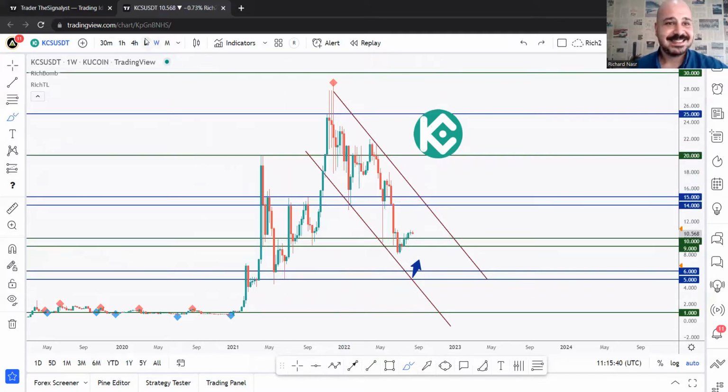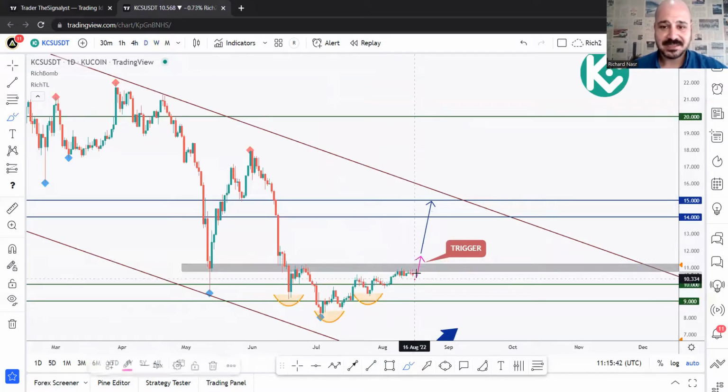Okay. So long story short, I'll be waiting for a daily candle close, a big one above this area for the bulls to take over. Meanwhile, we are stuck inside this range, and for the bears to take over, as mentioned from weekly, we need to see a break below this area.